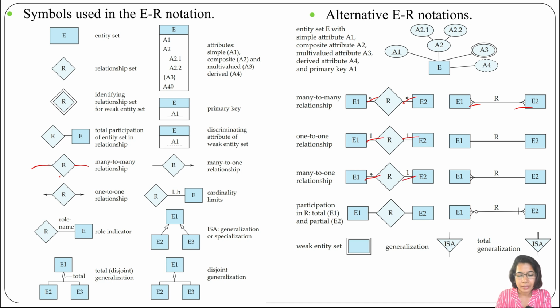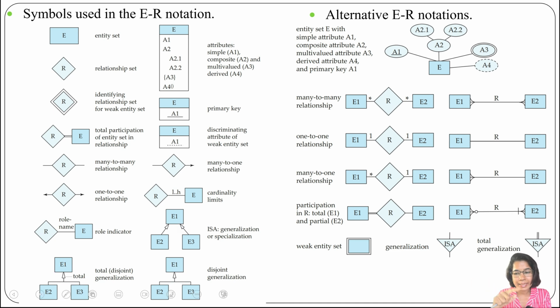We can also add the cardinality element like lower and higher as L and H, and we can write the role name. Here generalization, specialization we can represent by the arrow mark, and generalization from E2, E3 to E1, and specialization from E1 to E2 and E3. Now total generalization we can represent like this, arrow and total, and disjoint generalization like this. Here generalization is simply ISA, here one line. Total generalization, double line. So we can identify this is a total generalization.